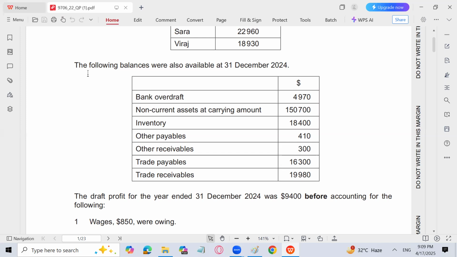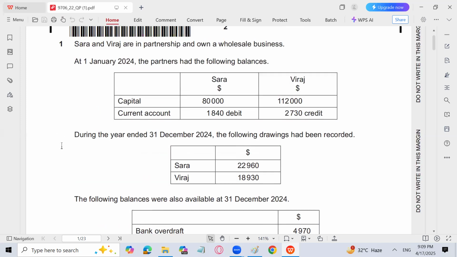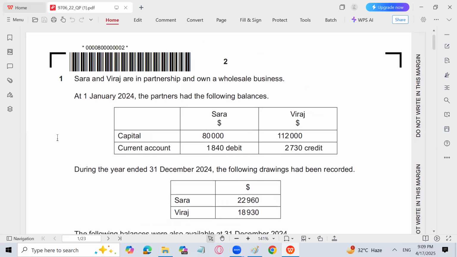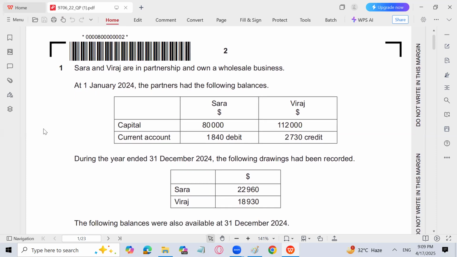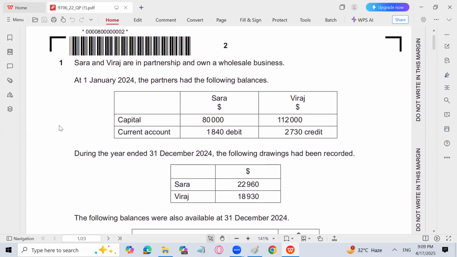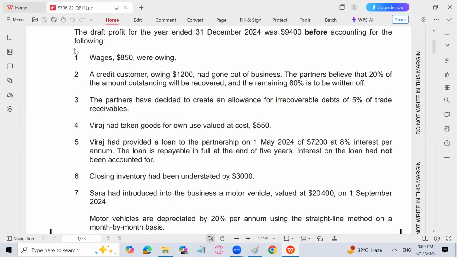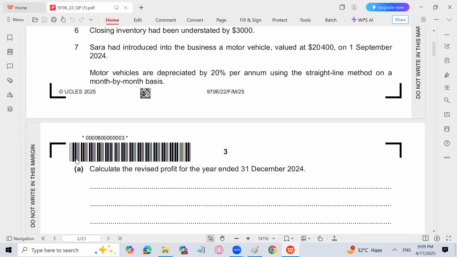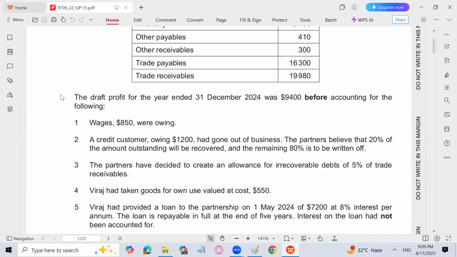This question has come just 1 month back, February, March 2025, variant 22. We are going to solve question number 1 from that particular paper. It is not available right now on social media or on any other platform. So, partnership accounts in February, March 22. Here it is, February, March 2025, variant 22, 9706.